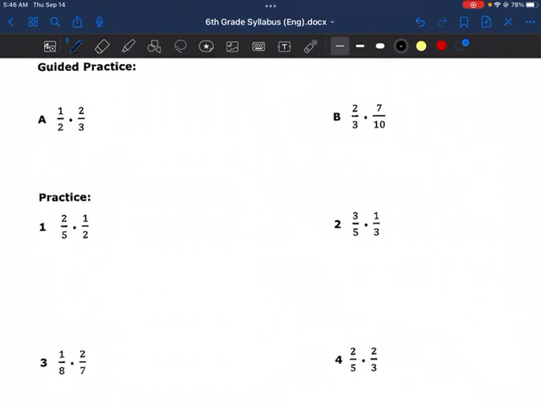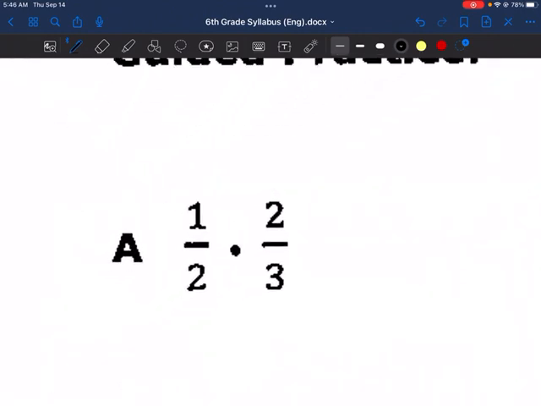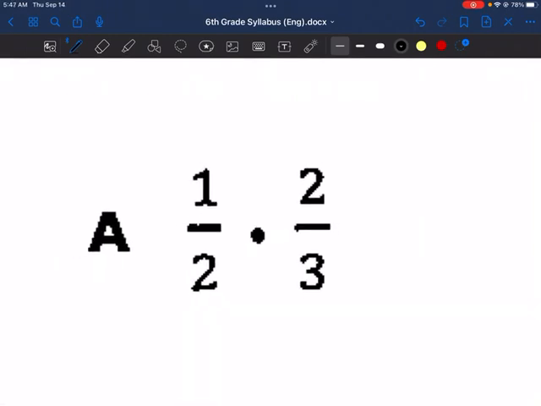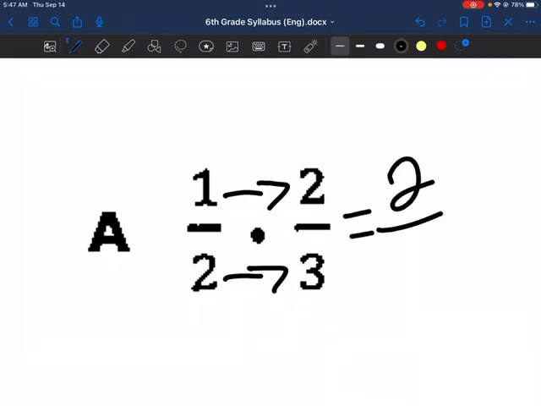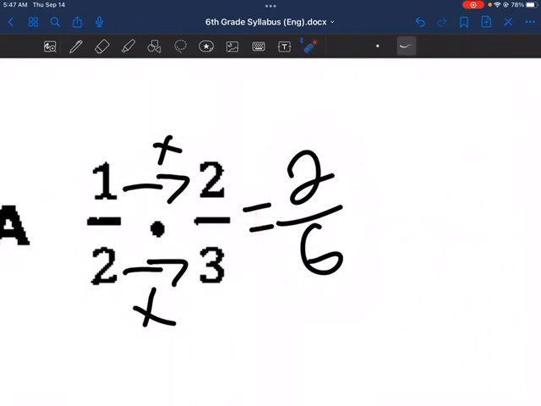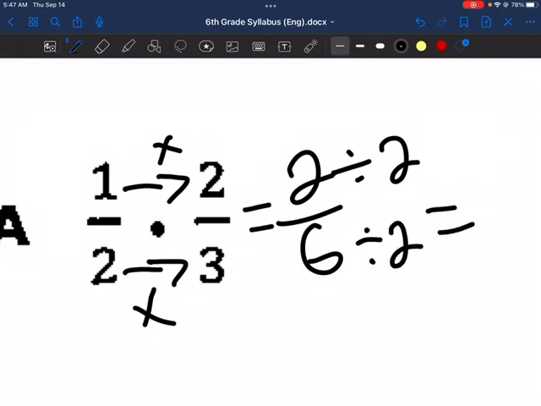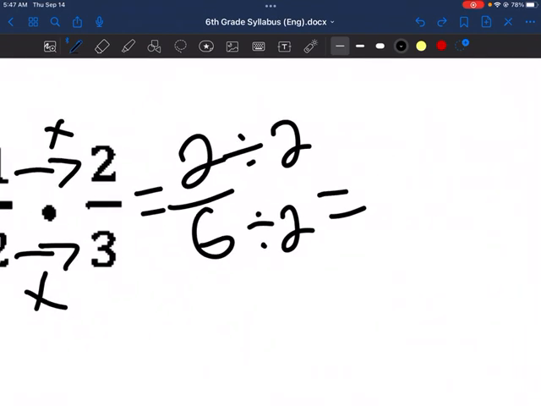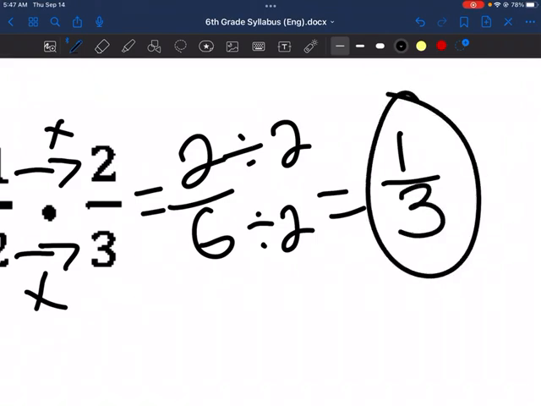We're going to do guided practice just so that you see what I'm doing. We're going to multiply the top with the top, bottom with the bottom. What's 1 times 2? 2. 2 times 3? 6. Now, can we reduce this? Can we divide both of these numbers by one number? Yes. We can divide 2 by 2 and 6 by 2. This has to be the same number, and not divide by different ones. So 2 divided by 2, 1. 6 divided by 2, 3. That's our answer.